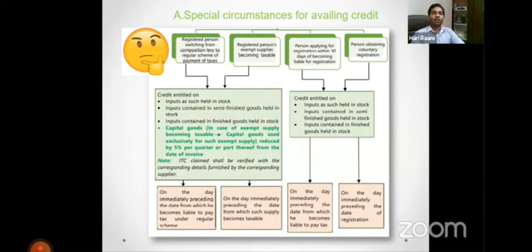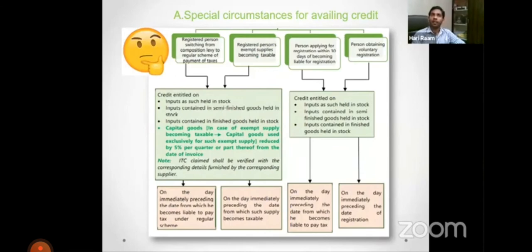Now we come across the two cases: switching from composition levy to regular scheme, and exempt supply becoming taxable supply. Same thing: inputs in stock, semi-finished and fully finished stocks held in stock will be eligible for credit. And here one important thing is capital goods. We already saw that capital goods are treated as having a useful life of 5 years, that is 60 months. Here I will give an example. We have to reduce 5% per quarter or part thereof.